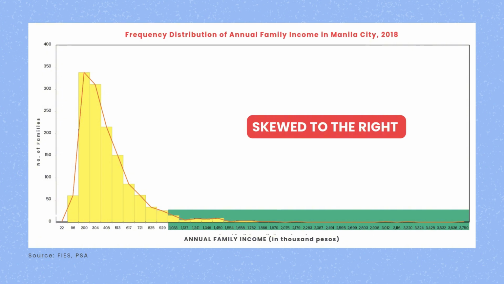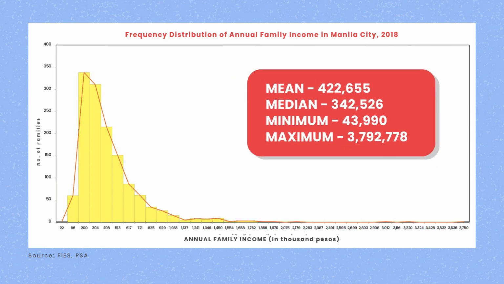Take a look at our summary measures. We have here the mean, with a value of 422,655. Our median, with a value of 342,526. Our minimum, with a value of 43,990. And our maximum, with a value of 3,792,778. Looking at their relative position in the distribution, we can see that they are positioned here. Notice that the mean is higher than the median.